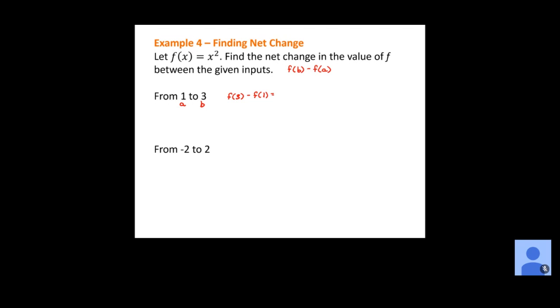Now we just need to evaluate each one of those things. So to find f of 3, I'm just going to take that 3, I'm going to substitute it into my function. So that should give us 3 squared minus, and then I'm going to do the same thing for f of 1. I'm going to take the 1, substitute it into my function. It's going to give us 1 squared. Any questions up to that point? All right, now if we simplify this, what would we do first?